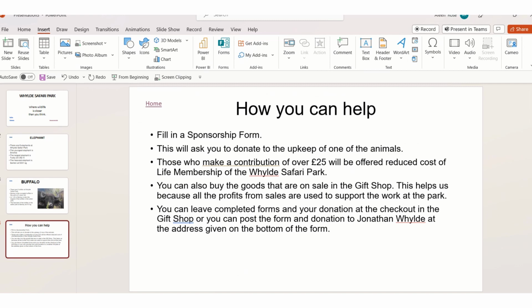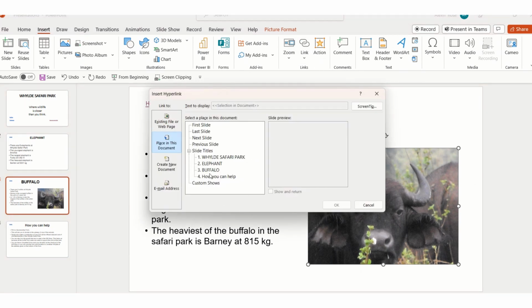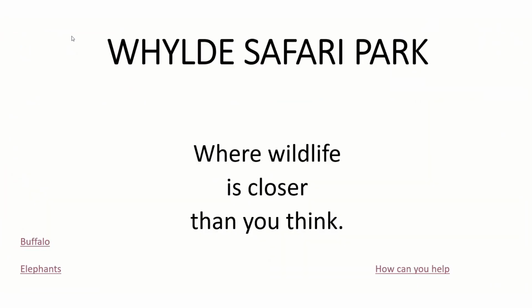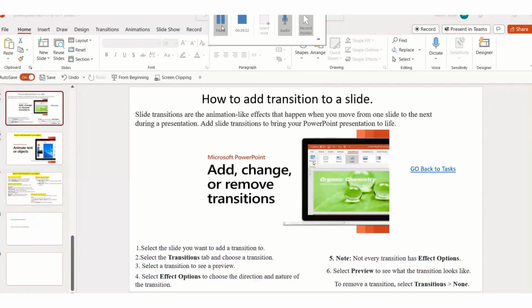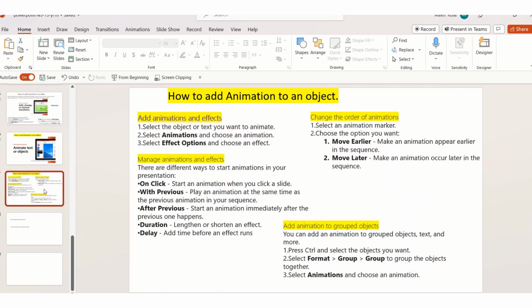I hope it is clear. You can also link a picture. Insert link. Buffalo to the wild safari park. Okay, now when you click on this image, it will go to wild safari park. Understood? So you can also add links to the images. So that's all about PowerPoint presentation: adding links to the different pages, creating transitions, then creating animations. Okay, animating the objects. So do practice well.